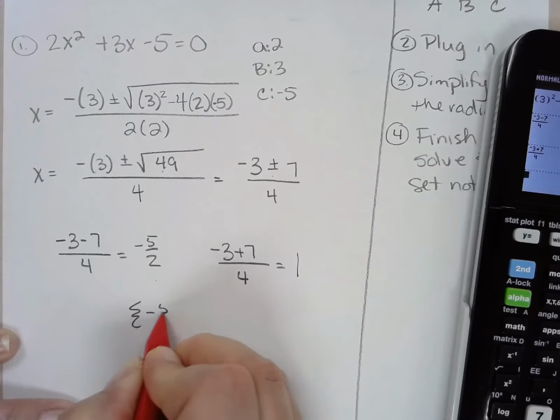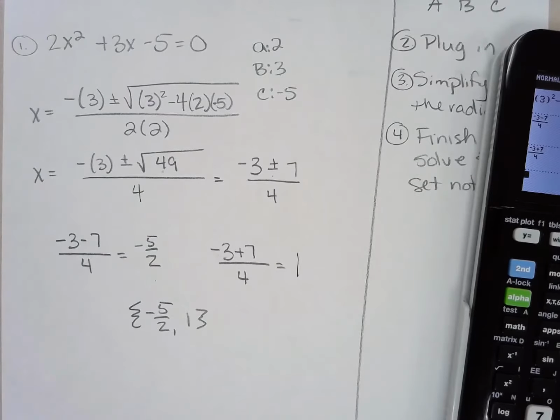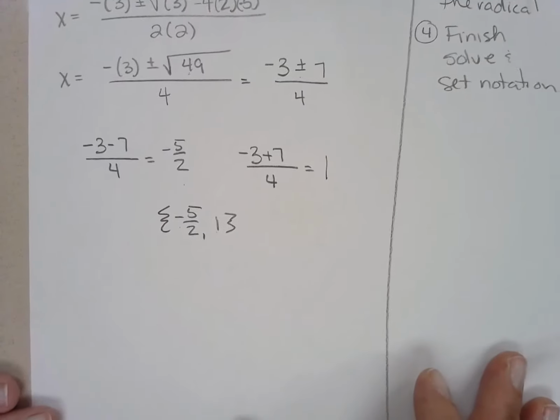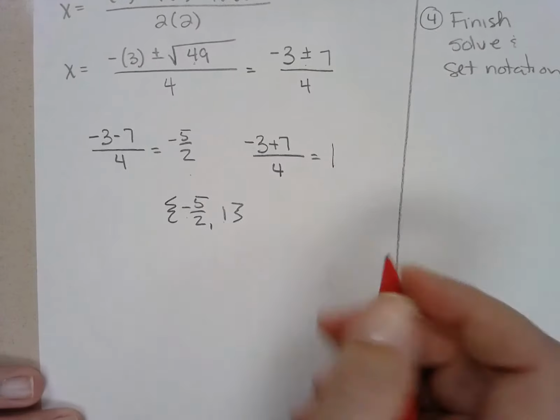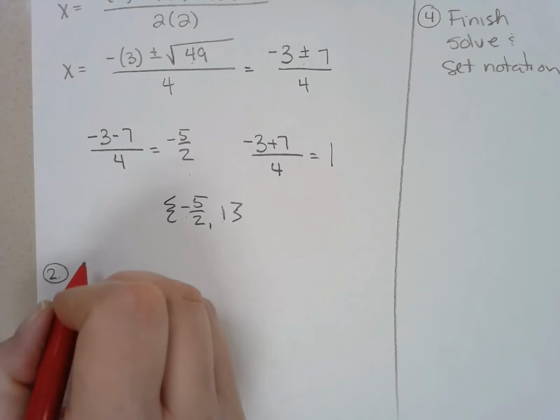We're going to put them in set notation. Negative is smaller than a positive, even though that fraction comes out to like negative 2.5. Negative is smaller than a positive. So that's really all you got to do. As long as you know the formula, the quadratic formula, the rest of it's really simple. Just plug in numbers and use your calculator to get a final answer. Let's do a couple more examples.